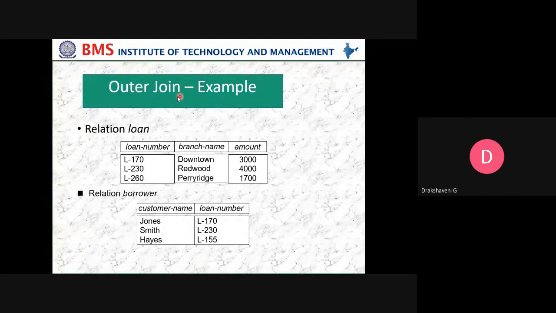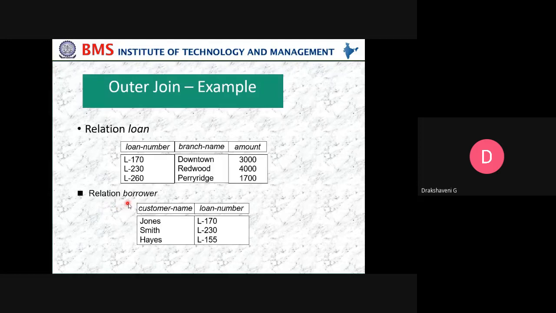So we can see here outer join. So this is a relation. In this relation, let us see how the outer joins are being performed. In this loan relation, we have loan number L170, the branch name is Downtown. What is the amount? 3,000. In the same way, loan L230, Redwood and 4,000. The same way, loan number is L260. From which branch? It is the Perryridge branch. What is the amount? The amount is 1,700.